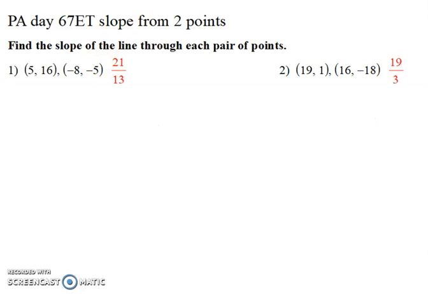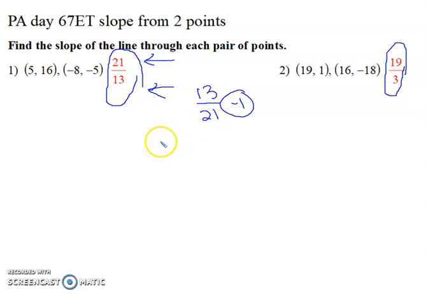Alright, here are the answers to the entrance ticket. It is worth 6 points. 1 for having 21, 1 for having 13, and then 1 for having them in the right place. So if you had 13 over 21, that would be -1. Okay? If you had 3 over 19, that would be -1. But if you have 19 over 3 and 21 over 13, it is out of 6. Score is out of 6.